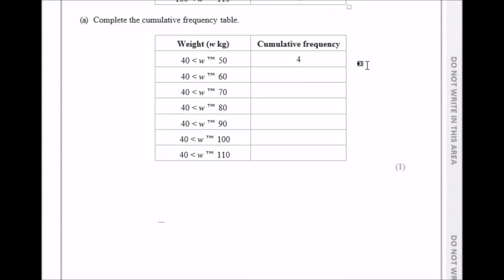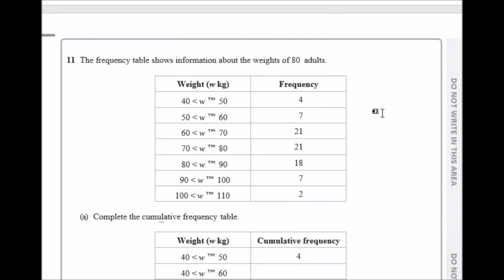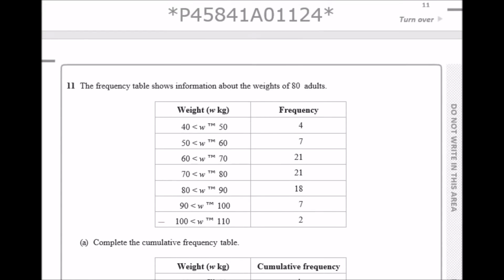Ooh, cumulative frequency. Yeah, boy. All right, let's have a go at this. The cumulative frequency table shows information about the weights of 80 adults. So we've got 40 less than W, less than 50, 50 less than W, less than 60. So we've got weights between 40 and 50, 50 and 60, and so on, and these are the number of adults.